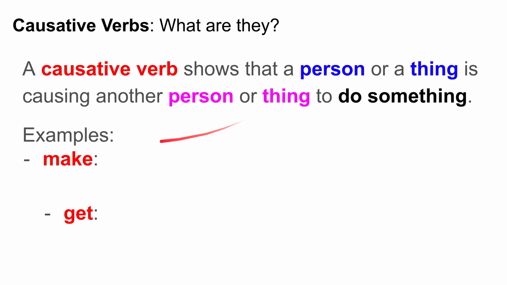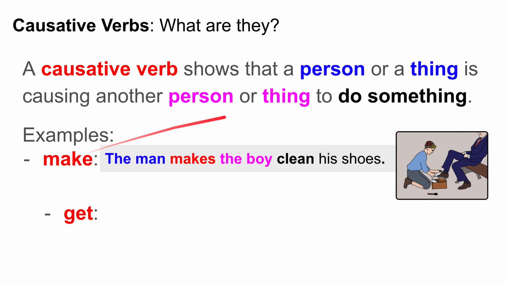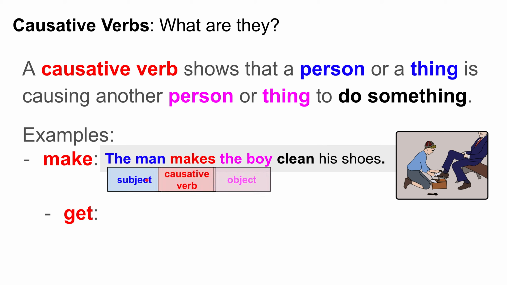Let's look at an example with make. Okay, and we can look at this picture. We can see that the man makes the boy clean his shoes, and that is the man paid the boy, and the boy as a result cleans the man's shoes. So what this means is the subject is drawing an action from the boy. The action is cleaning. He's drawing the cleaning action from the boy.